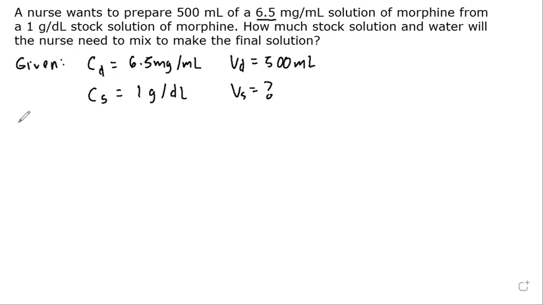So we're going to use our CS times VS equals concentration of our dilute solution times volume of dilute solution. But our units need to match. And right now, our concentration of dilute solution is in milligrams per milliliter, and our concentration of stock solution is in grams per deciliter. So the first thing I'm going to do is convert grams per deciliter to milligrams per milliliter so that my concentration units match on both sides of this equation.